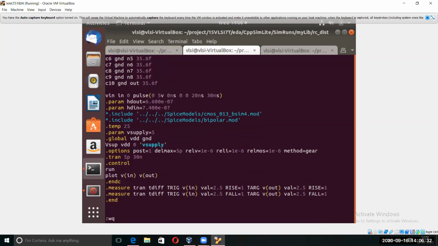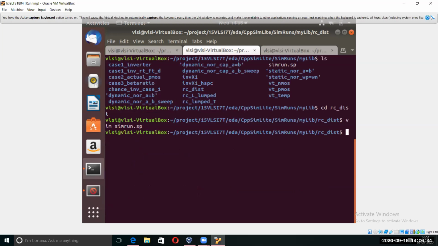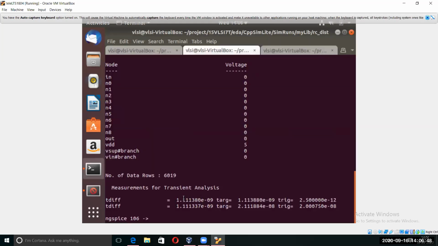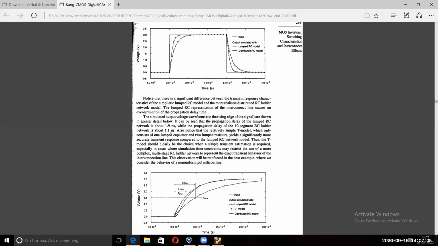Then run it. Graph. See, 1.11, 1.11. In this one also, it is 1.1. Can you see the RC? So this is the RC 10 segment divided ladder network, 1.1. Here we are getting 1.1. Verified?